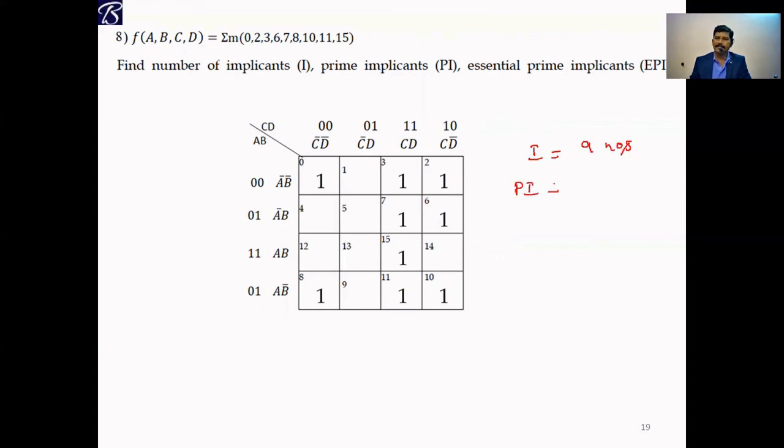How many prime implicants are there? And how many essential prime implicants are there? We need to find out. So try to group this one. Considering this first one, the maximum possible group is a quad, all the corners. Let us group this one, right? Name it as 1, which is essential because only one possibility is there.